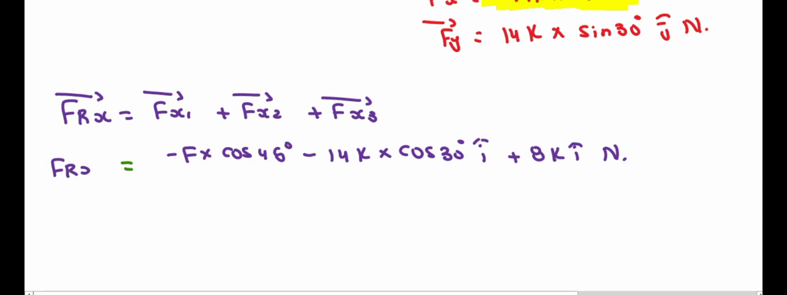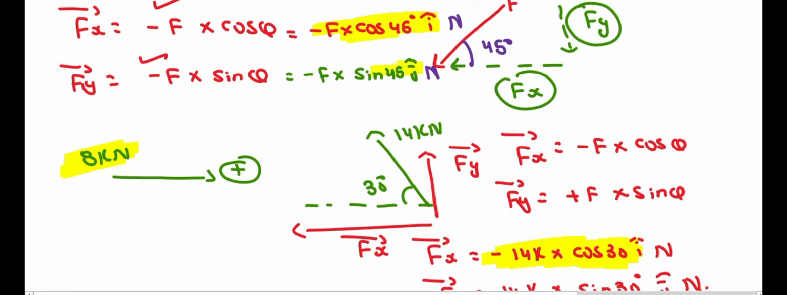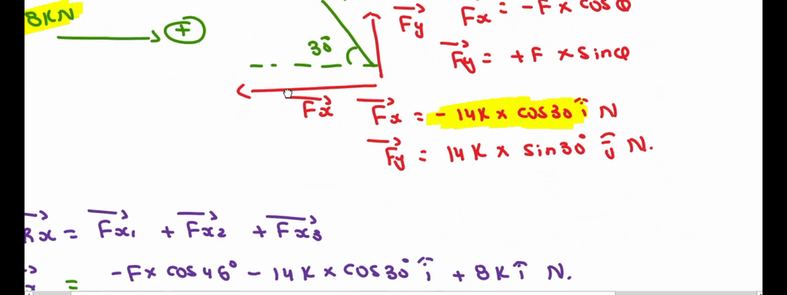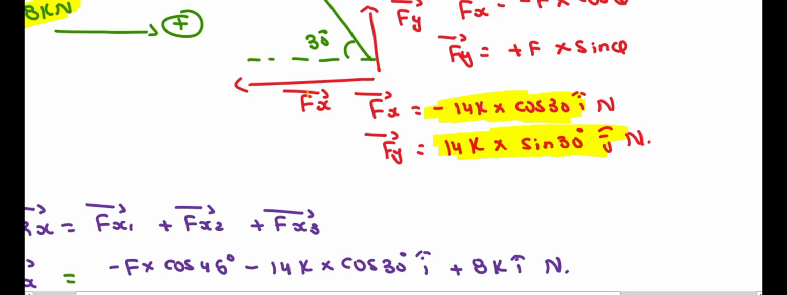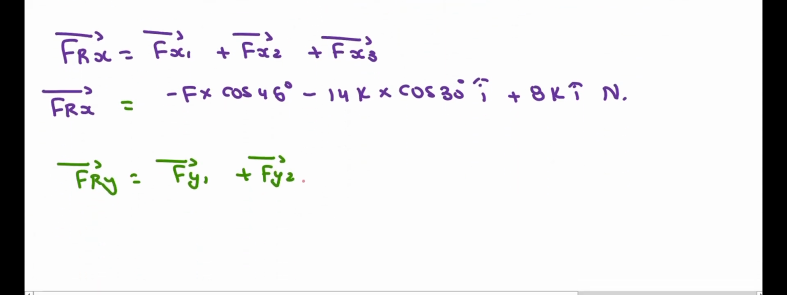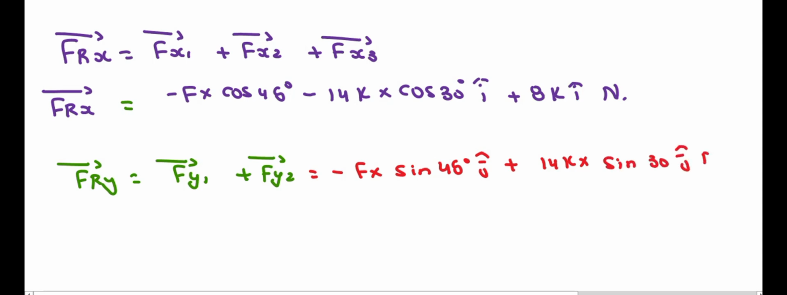Now what about FRy? FRy is equal to Fy1 plus Fy2. Similarly, this is our Fy1, and this is our Fy2. So it may be written as negative F sine 45 degrees j cap plus 14 kilo sine 30 degrees j cap newton. This is FRy.